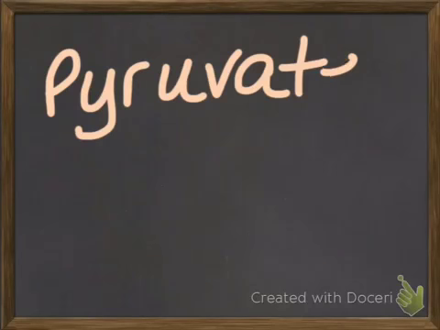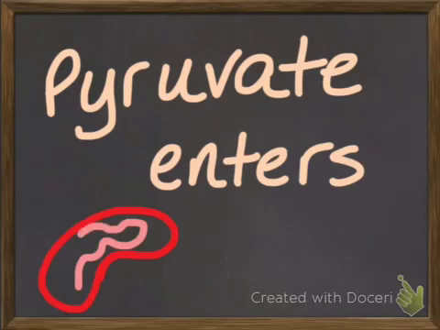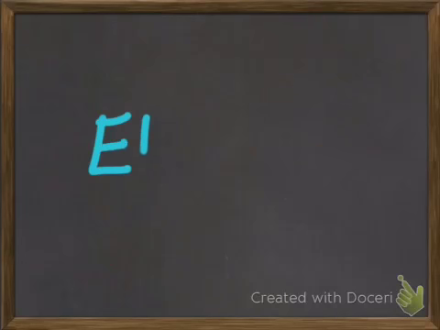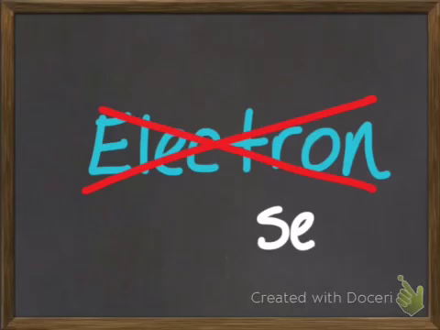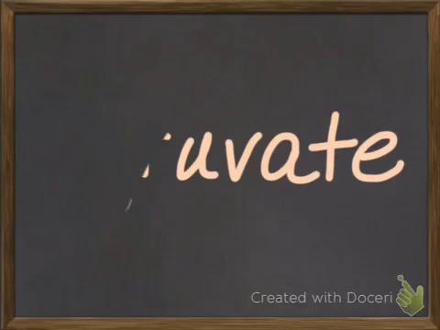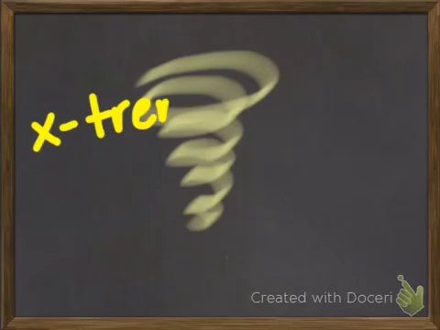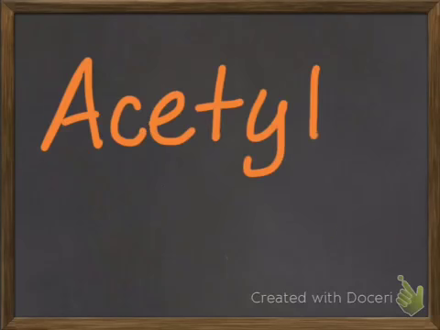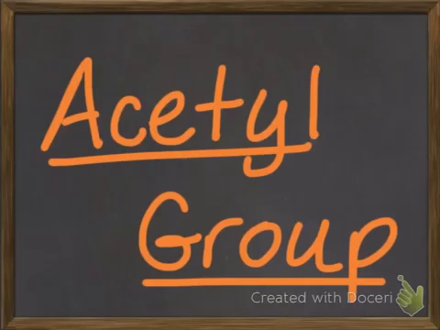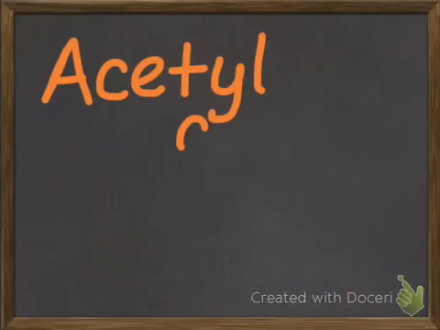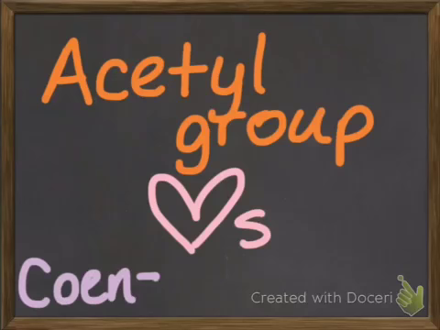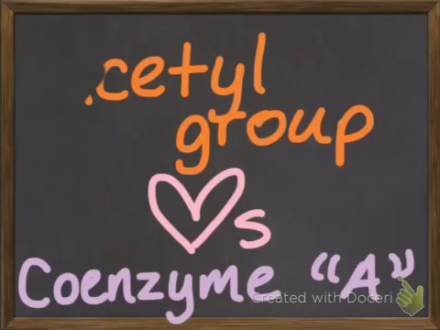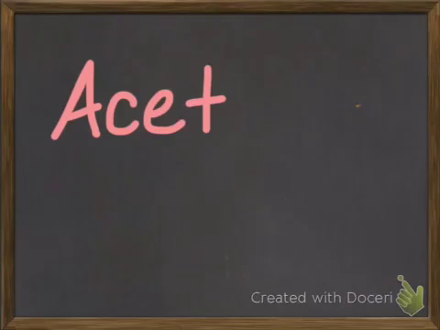First, each of the pyruvates enters the mitochondria, and there it loses an electron. Here, the pyruvates each release a CO2 and transform into acetyl groups. The acetyl groups are attracted to the coenzyme A. They get together to form acetyl coenzyme A.